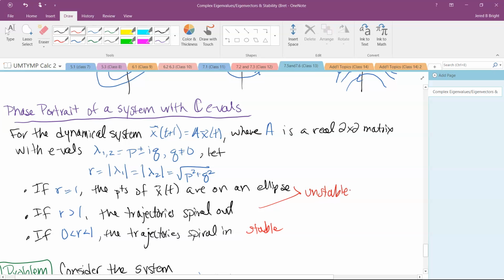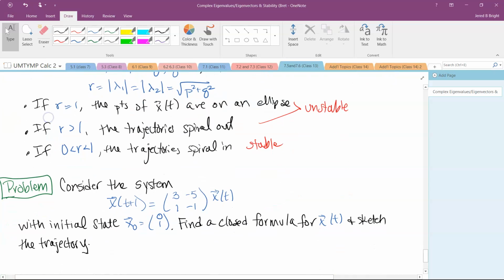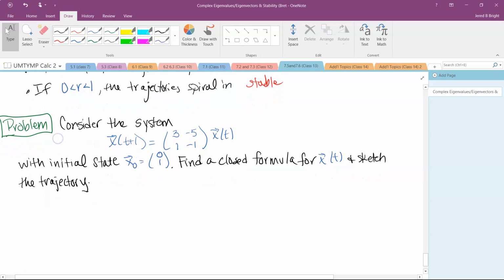Okay, so to wrap up here, we have one final example. So we have a system here with the initial state vector, blah, blah, blah. Find a closed form for this and sketch the trajectory.